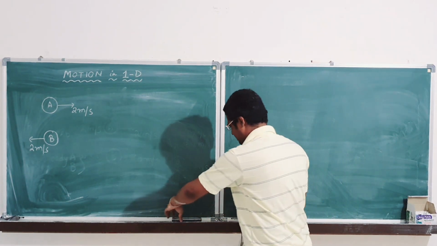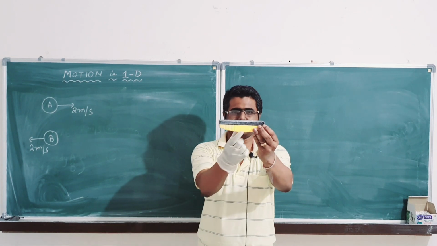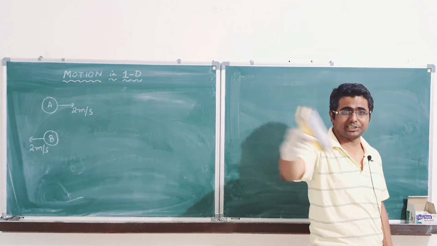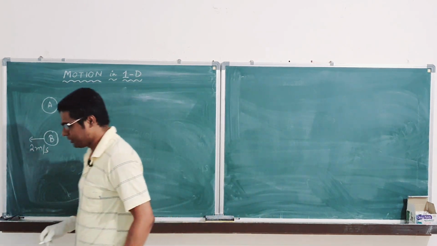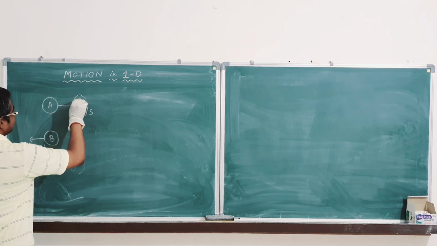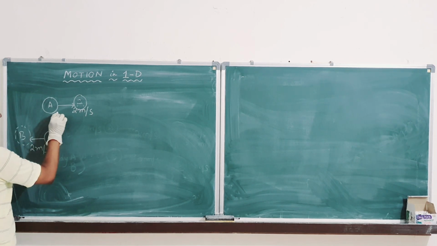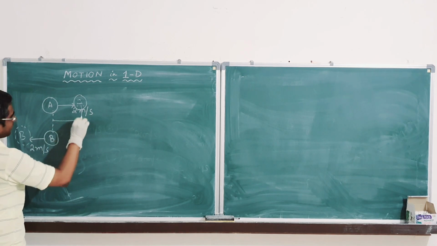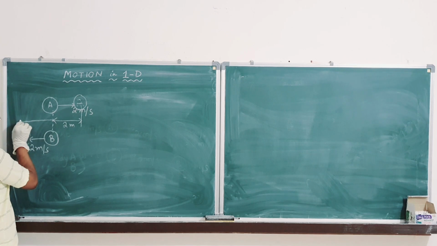So this is B, this is A, right? This is going this side, I am going that side. Position is changing, definitely position is changing. So after 1 second what happens, you have to see. After 1 second A has gone over here. After 1 second B has gone over here. Okay? So in 1 second A has gone how much meter? 2 meter. In 1 second B has gone how much meter?